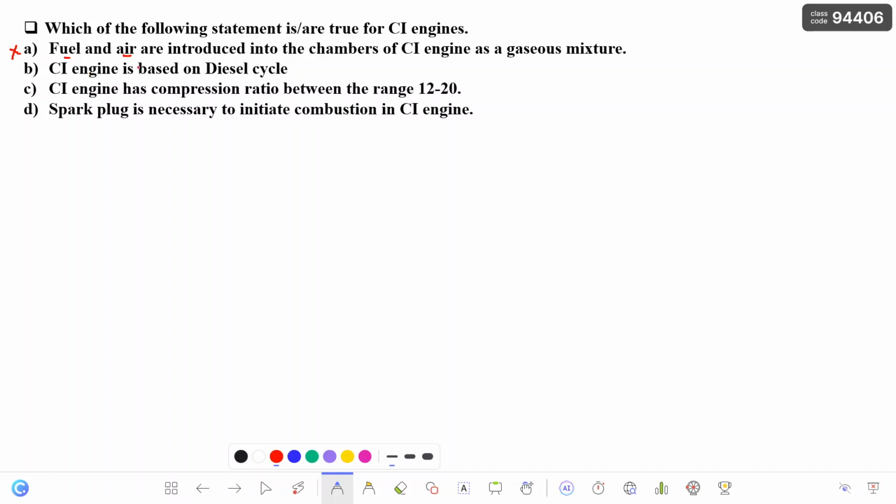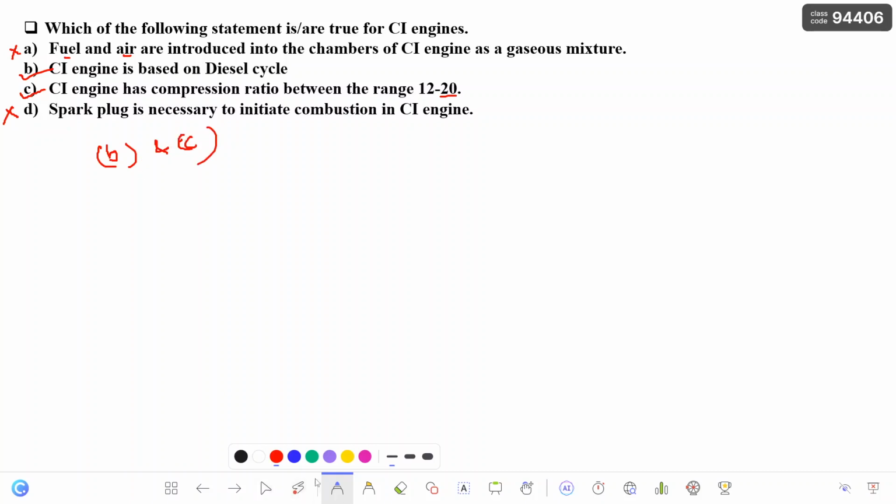Next statement: CI engine is based on the diesel cycle. Is this correct? Yes, sir, correct. The CI engine has a compression ratio between 12 to 20, which is correct. Spark plug is necessary to initiate the combustion in a CI engine. Is this correct? No, sir, D is the wrong one. False. Very good. So the answer is B and C.